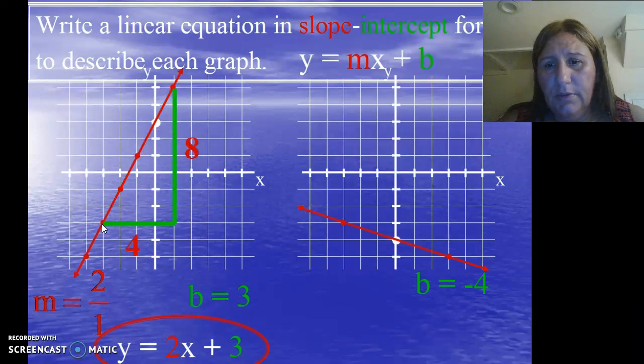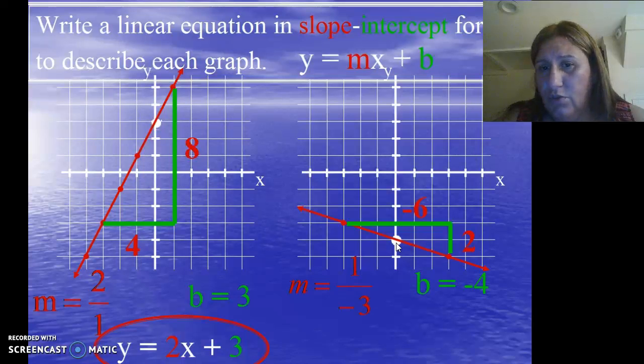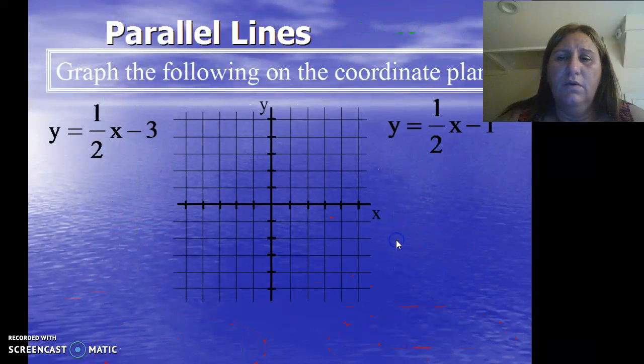In the second example, your y-intercept is right here. So b equals negative 4. The line is going down, so therefore you're going to have a negative slope. So run is 6 and rise is negative 2. In this case, your slope will be rise over run, negative 2 over 6, which simplifies to negative 1 over 3. The equation will be y equals negative 1/3 x minus 4.